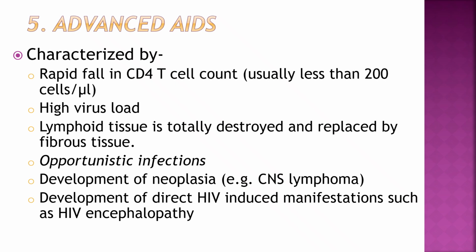Fifth, advanced AIDS, characterized by a rapid fall in CD4 T cell count, usually less than 200 cells per microliter, high virus load, lymphoid tissue totally destroyed and replaced by fibrous tissue, opportunistic infection, development of neoplasia, for example CNS lymphoma, and development of direct HIV-induced manifestations such as HIV encephalopathy.